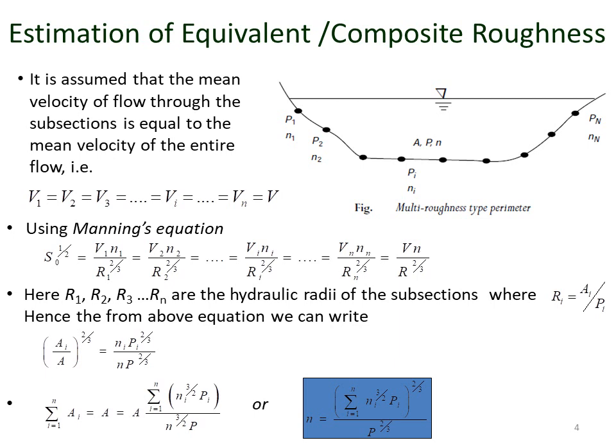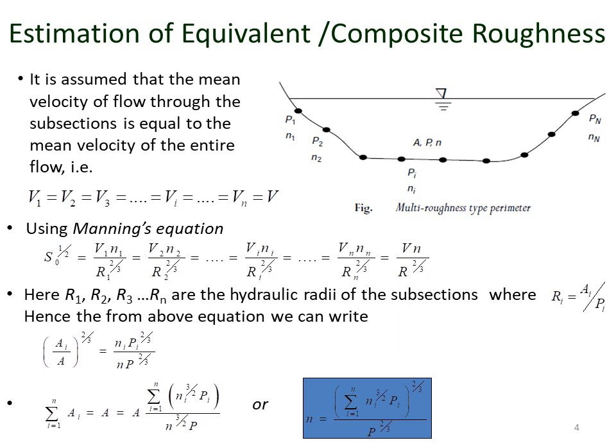On your right on this slide, you can see a schematic representation of what we are discussing now. This channel cross section, or the wetted perimeter, you can see that it is divided into n number of subsections, and those subsections are based on different surface roughness, given by Manning's roughness n.